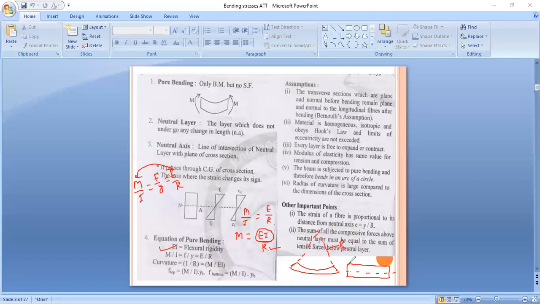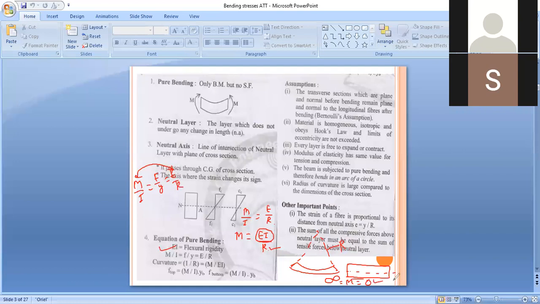No, if the beam is not bent, at that time radius of curvature is infinity, or we have to consider bending moment M which is equal to 0 because the beam has not bent. So bending moment is 0. Okay, please remember that. So this is our equation of pure bending. So the basic equation is M upon I, which is equal to F or sigma, you remember both notations, divided by Y, which is equal to E upon R.